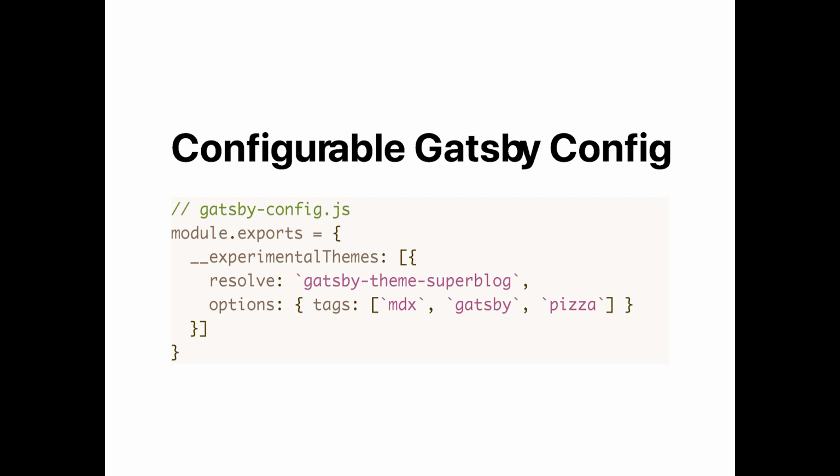So, as I said before, themes allow you to configure them. In this case, we have the Gatsby theme superblog. And in the superblog, we have the option to specify a set number of tags that we have to use. You cannot use any tag that is not in this list. And this is your Gatsby config, so you get to specify what these tags are. This prevents you from basically having the tag pizza and the tag pizzas across all of your different tags, right?